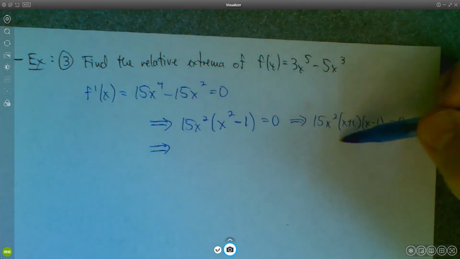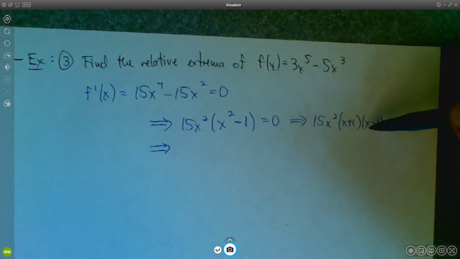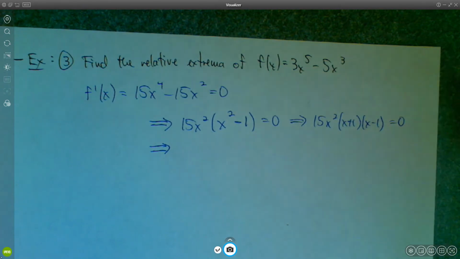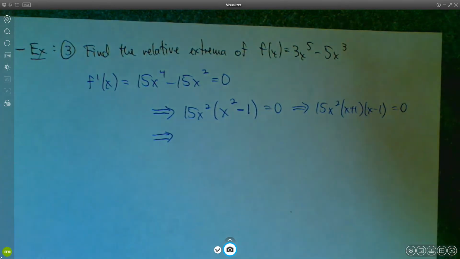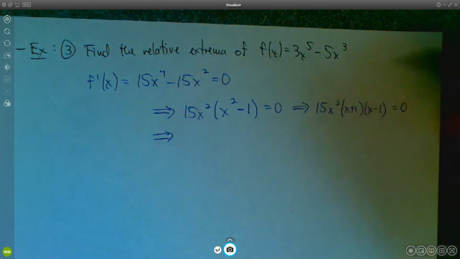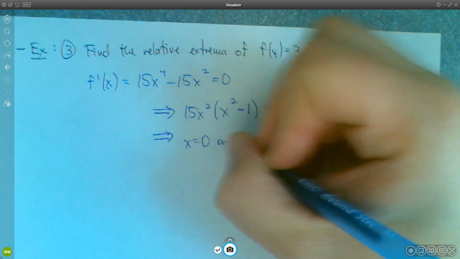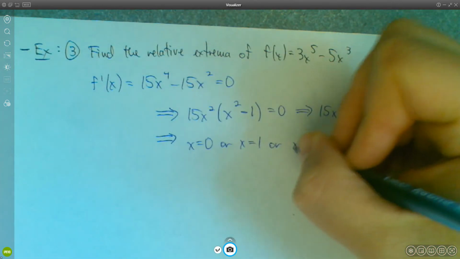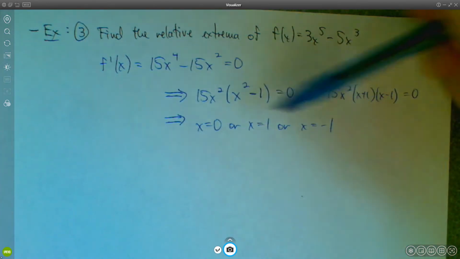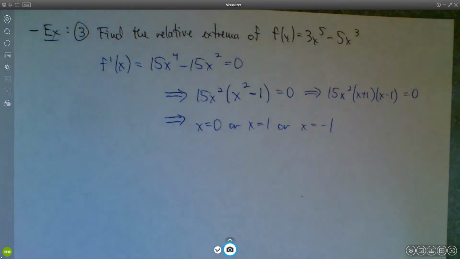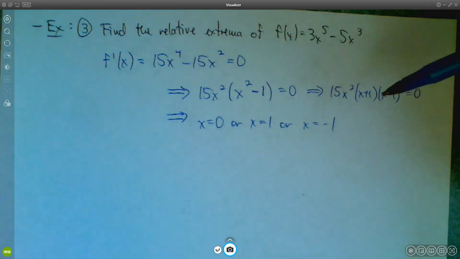There aren't any places where this function fails to exist, so the function is differentiable everywhere, which is nice because that was one of the caveats of the second derivative test, right? So we don't have to worry about that. But we get x equals 0 or 1 or negative 1. Okay? So these are all critical points, right? But the question is, are they relative extrema? And so one way that you can figure out if they're relative extrema would be to now make a sign chart, right? Apply the first derivative test.